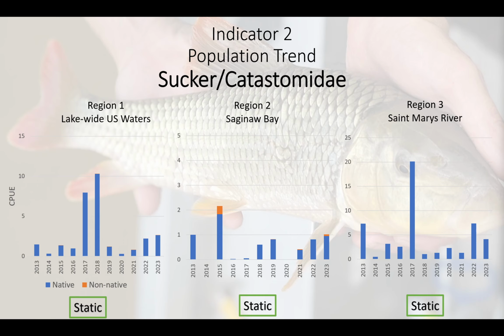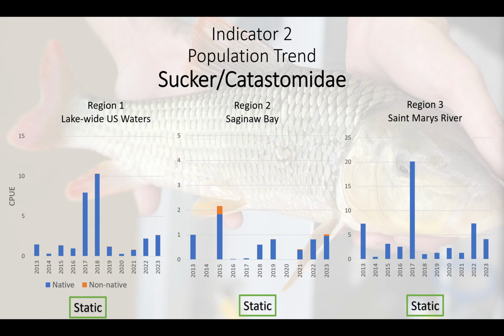The next family is the suckers, the catostomids. So you can see here our catch per unit effort. We did have some high catch per unit effort years in the nearshore waters in 2017 and 2018, but outside of that, it's remained relatively stable with a catch per unit effort of about 2 suckers per every unit effort in U.S. waters. In Saginaw Bay, same thing.